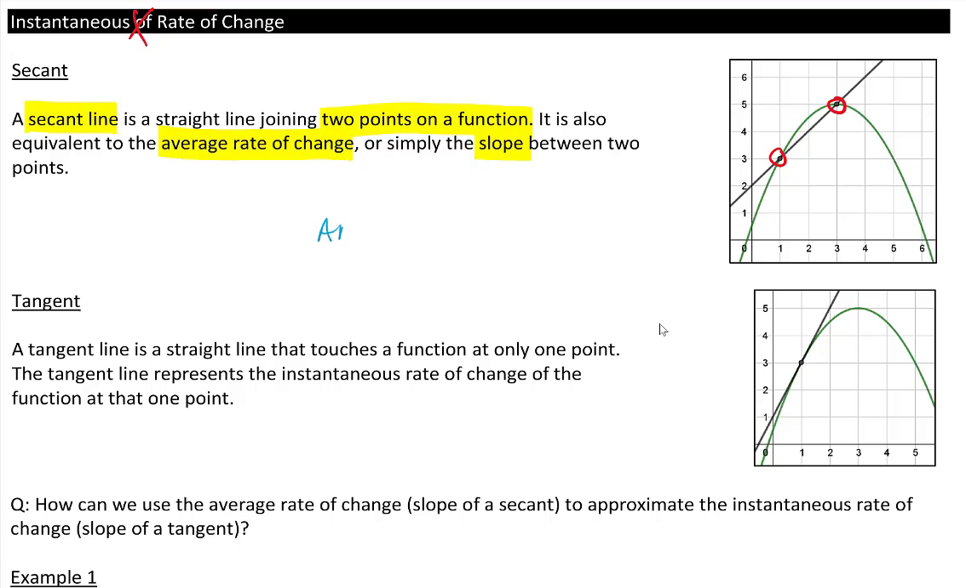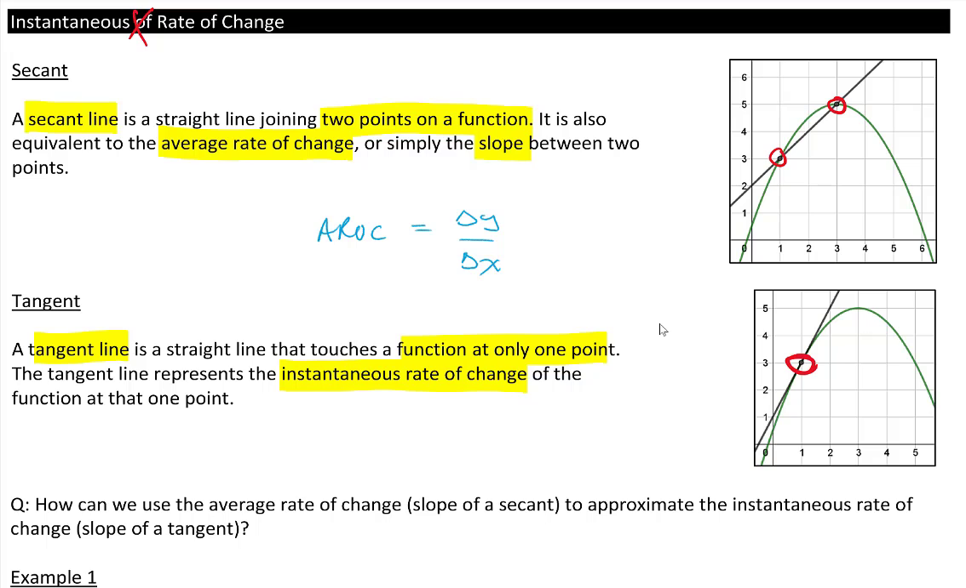So again, the average rate of change, the slope of the secant line, is equal to delta y over delta x. A tangent line is a straight line that touches the function only at 1 point. Looking at the graph, we see that this straight line hits the graph at 1 point. The tangent line also represents the instantaneous rate of change, so the rate of change at 1 point in time.